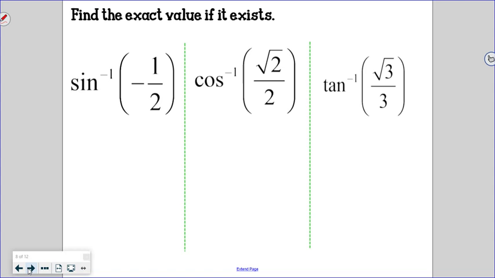Sine is defined in quadrants 1 and 4. This is a negative, which means it's coming in from quadrant 4. If I want a sine of 1/2, I would have one sine finger. My angle would have been pi over 6, negative to put me into quadrant 4.